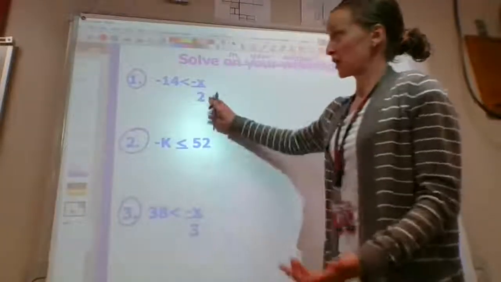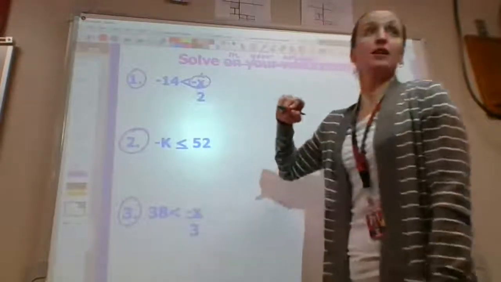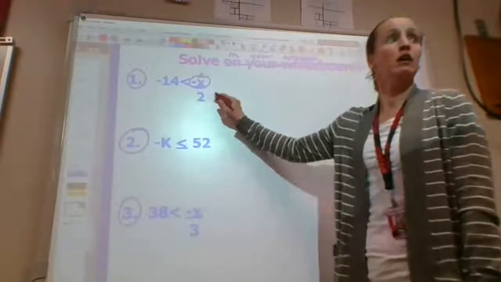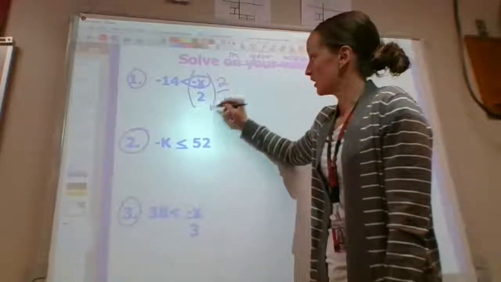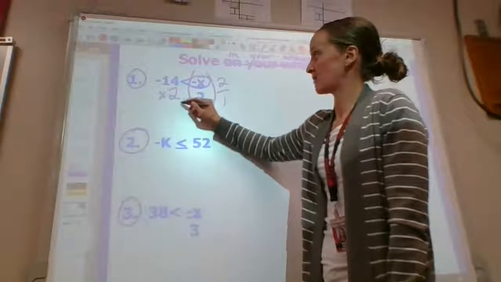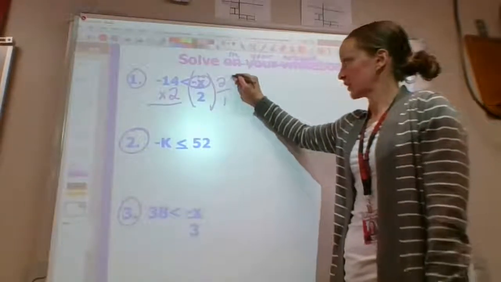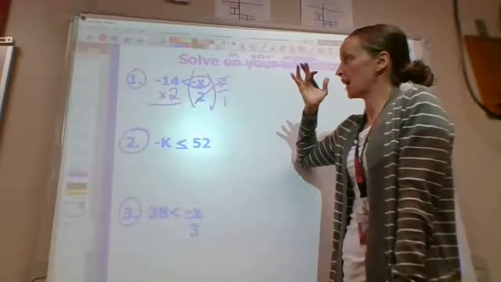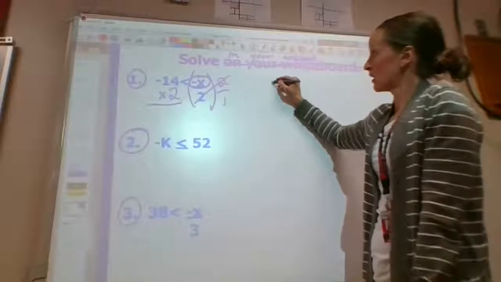So you guys, what are we trying to get all alone in number 1? X. Well, how are we going to get rid of the 2 right away? Multiply. So if you guys can do this with me, write in your notebooks, multiply this side by 2, multiply this side by 2. When we do that, what happens to these 2's? They cross out, because 2 divided by 2 is just 1. Negative 14 times 2 is? Negative 28. Yes.